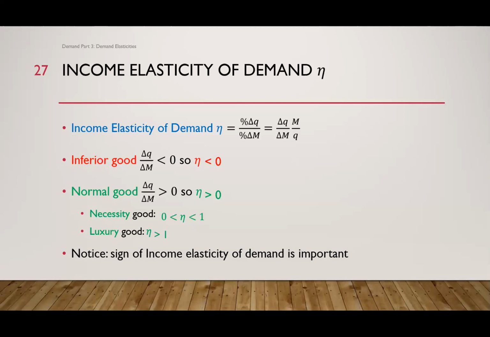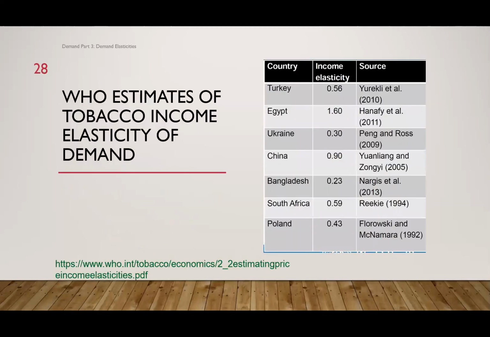So that's a way of telling which is which. All right, here's some estimates again. This is, again, the World Health Organization. This is the income elasticity demand for tobacco. And you can see that they're all positive. So tobacco is a normal good, right? As countries get richer, they consume more tobacco.